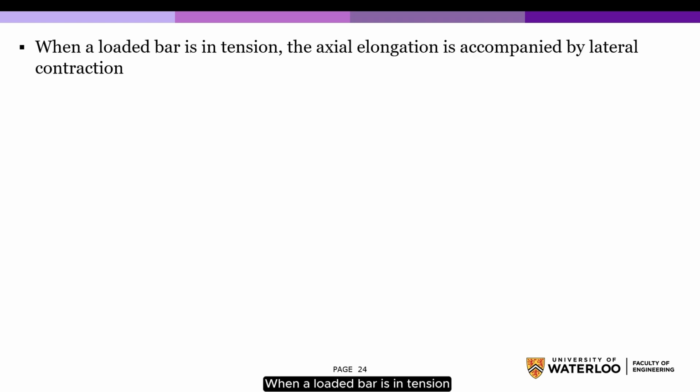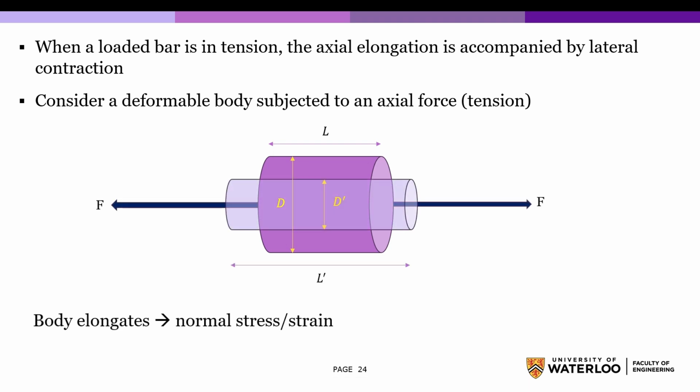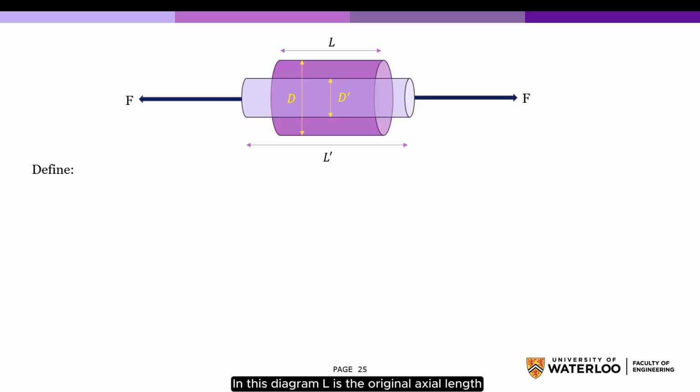When a loaded bar is in tension, the axial elongation is accompanied by lateral contraction. Consider a deformable body subjected to an axial force, tension. The body elongates, which creates normal stress and strain. In this diagram, L is the original axial length, while L' is the elongated length. D is the original lateral length, and D' is the contracted length.